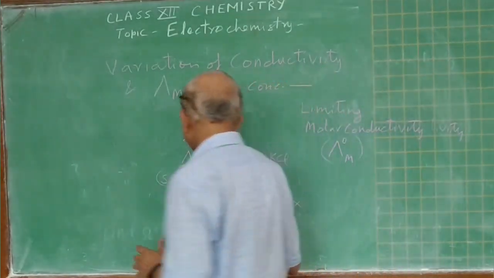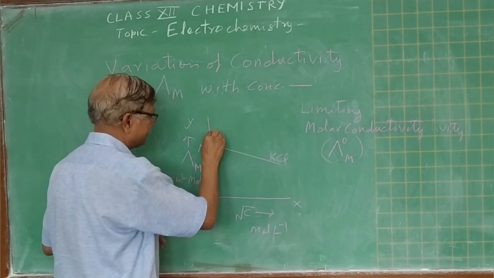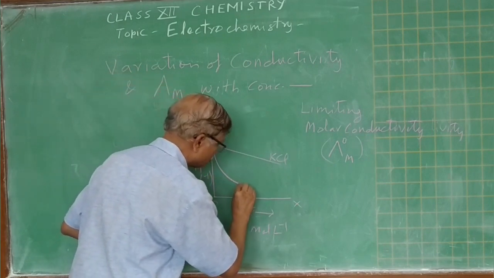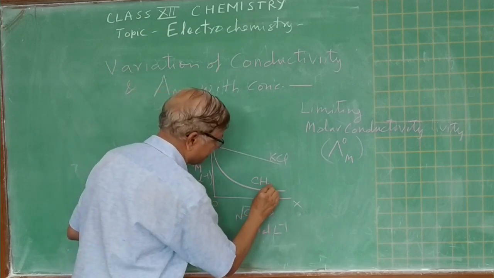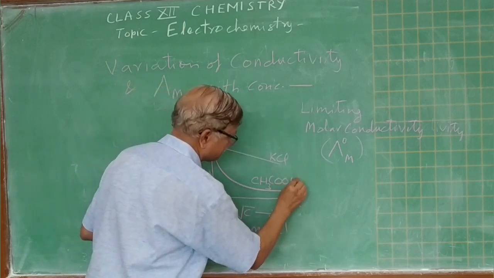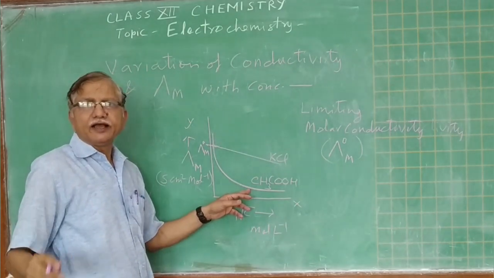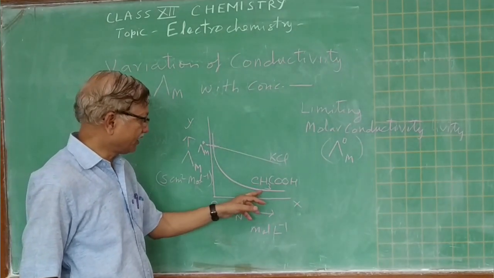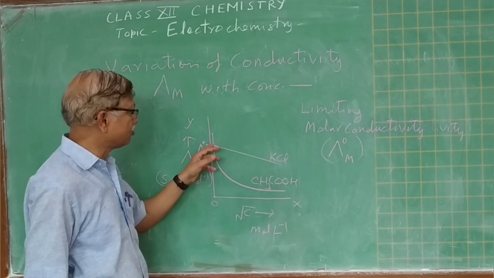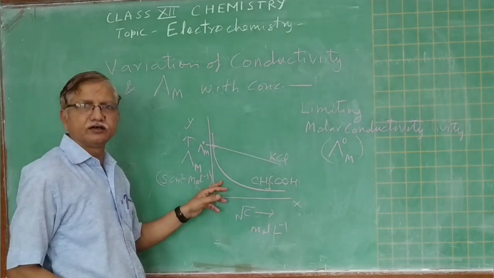Now we consider the case of a weak electrolyte. This is the graph for a weak electrolyte, acetic acid. In case of acetic acid, you can see the molar conductivity also increases on dilution.